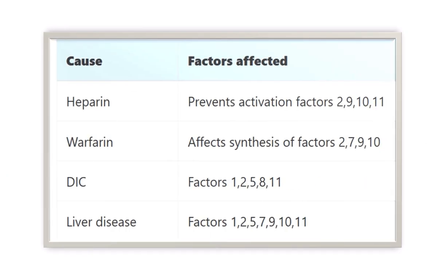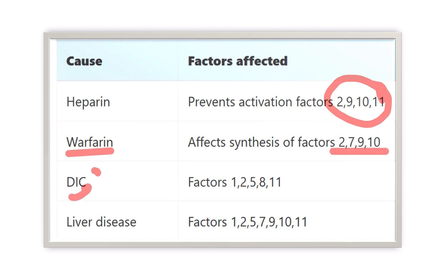Here let's see the heparin first. The heparin prevents activation of 2, 9, 10 and 11. So this point is very important. In the heparin, the factors affected are 2, 9, 10 and 11. The second option is the warfarin. The warfarin affects the synthesis of 2, 7, 9, 10.